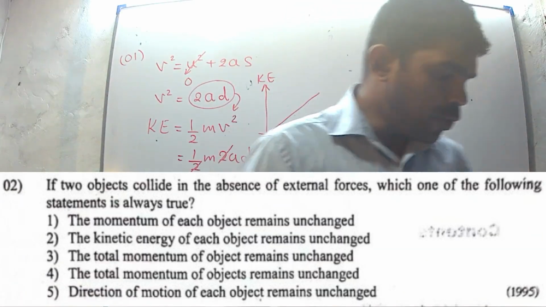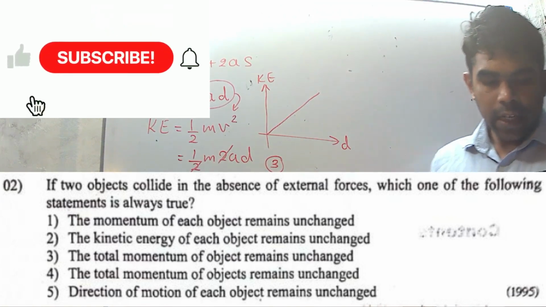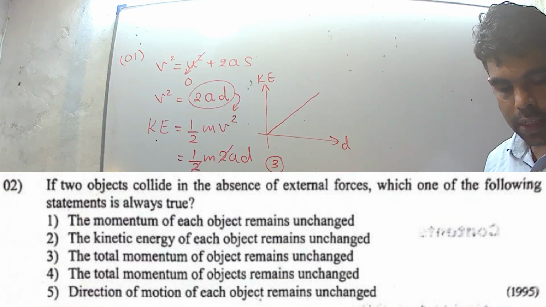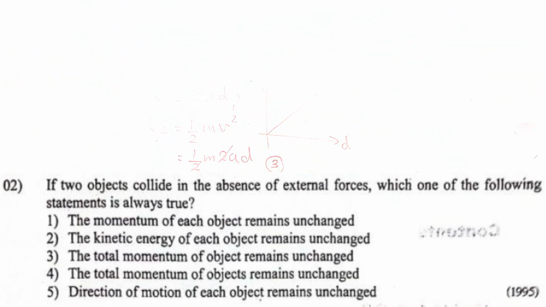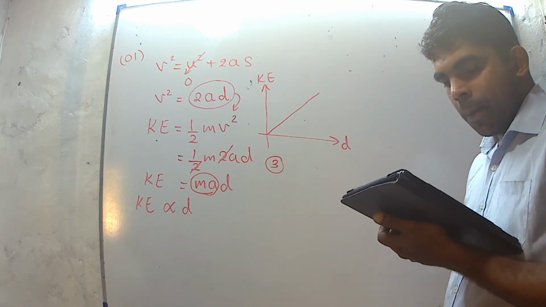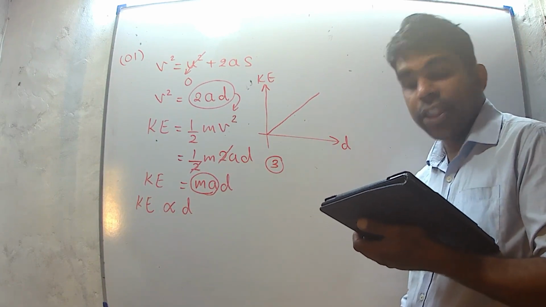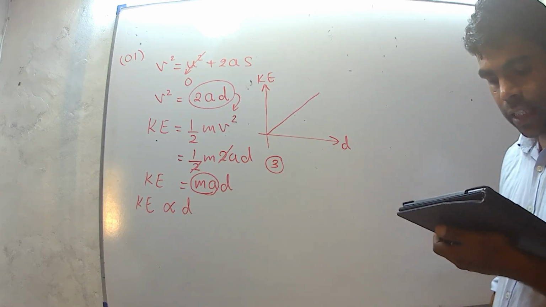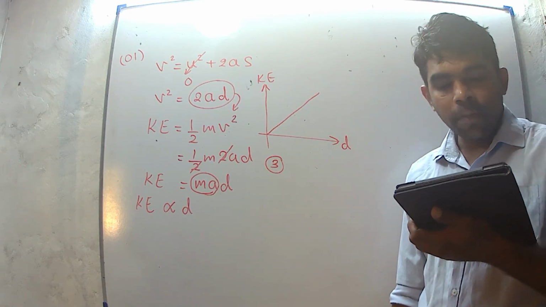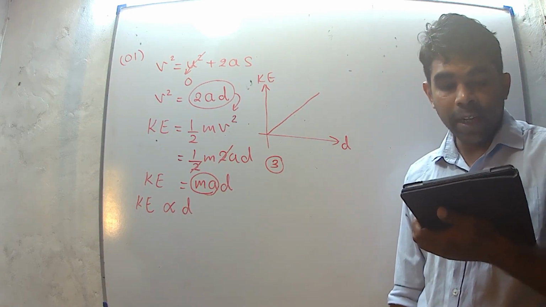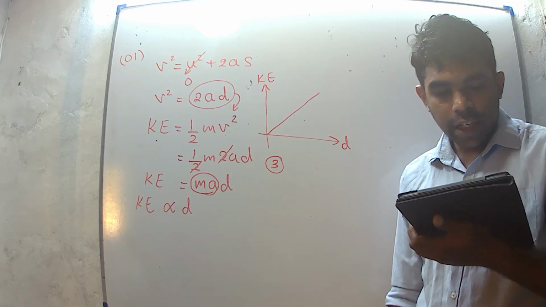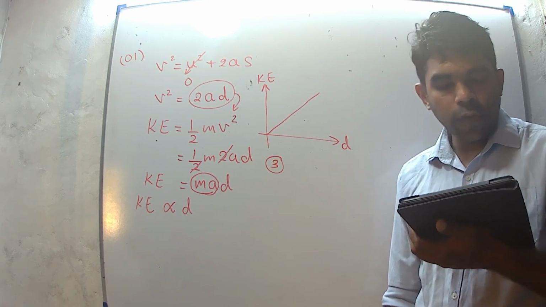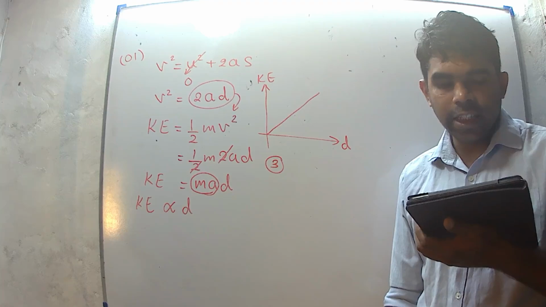Question number 2. If two objects collide in the absence of external forces, which of the following statements is always true? First statement, the momentum of each object remains unchanged. Now we can't get it. The kinetic energy of the objects remains unchanged. The total momentum of the objects remains unchanged. Direction of motion of each object remains unchanged.